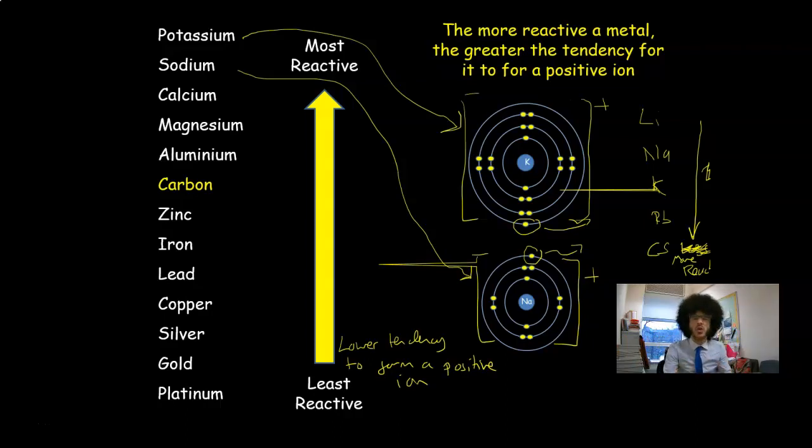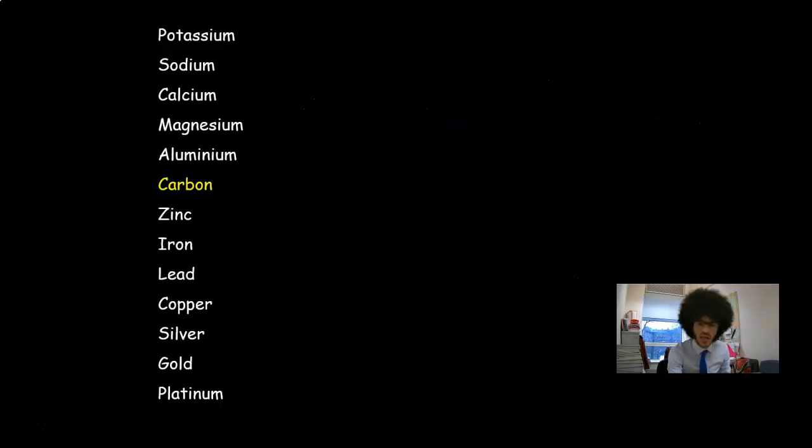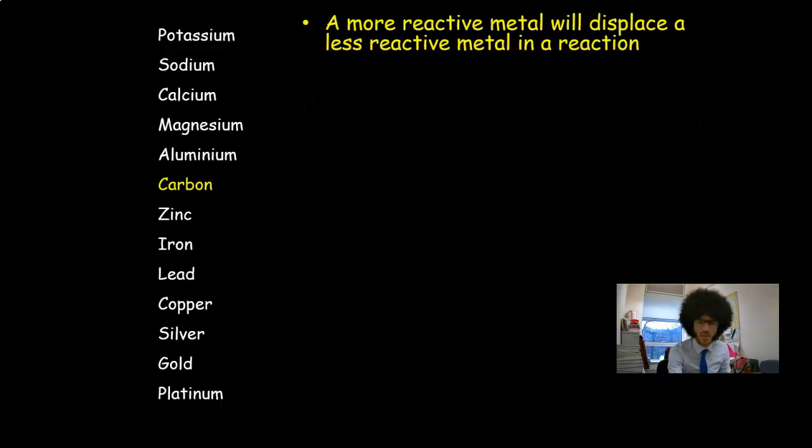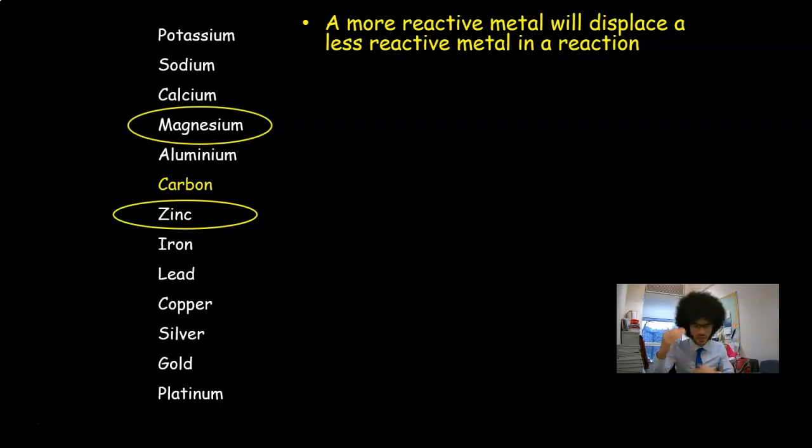The question is, how are you actually going to encounter this in exam style questions? Now, there's a couple of ways in which they can ask you. The first thing they might ask you about is displacement reactions. The important thing that you need to know is that a more reactive metal will displace a less reactive metal in a reaction. So, for example, let's look at magnesium and zinc. Magnesium and zinc are at different parts of the reactivity series. Magnesium is more reactive than zinc.